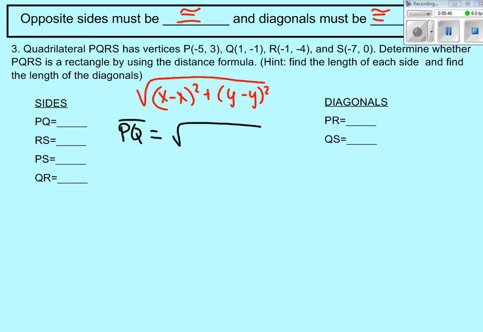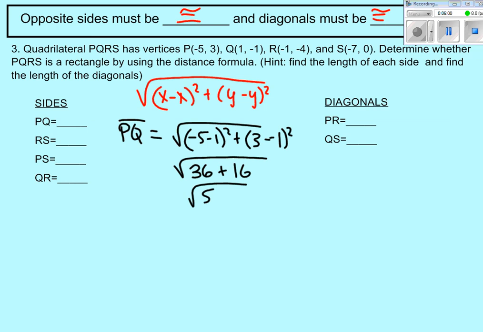PQ is going to be negative 5 minus 1 squared plus 3 minus negative 1 squared. So that's going to be negative 6 squared, which is positive 36, and 4 squared is 16. Put that together. I'll leave it as the square root of 52 just so it doesn't get messy.